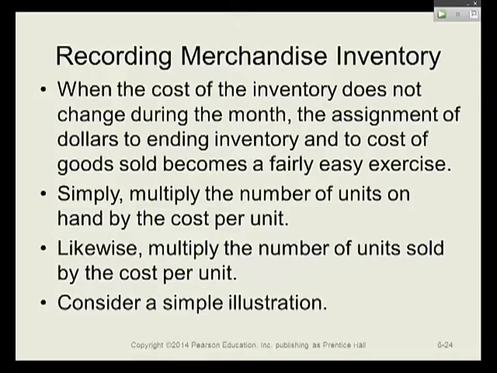And again, we're trying to allocate this goods available to ending inventory and cost of goods sold. If prices don't change, if I have a constant price, let's say a price of $20 a unit, then once I know the units in ending inventory, of course the units in cost of goods sold are also at $20. So if the price is constant, it's pretty simple. The problem is if prices are changing.